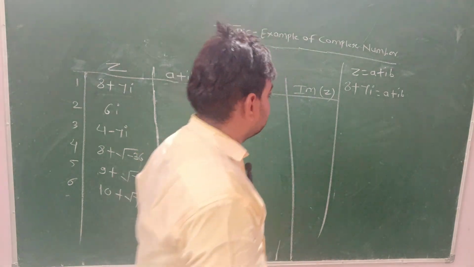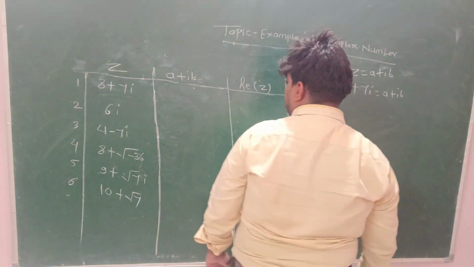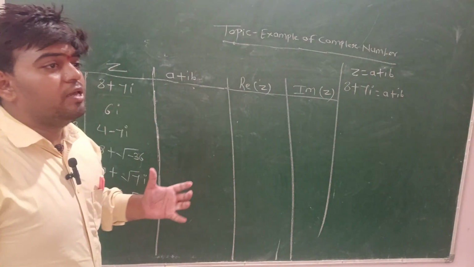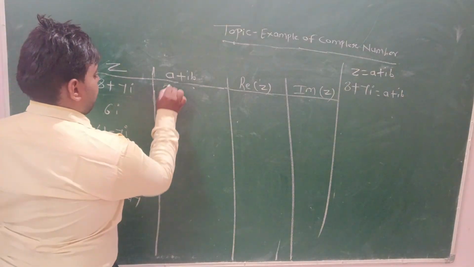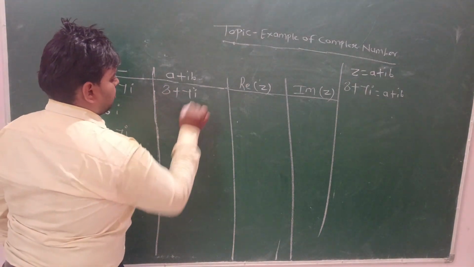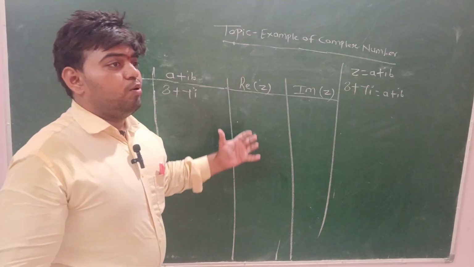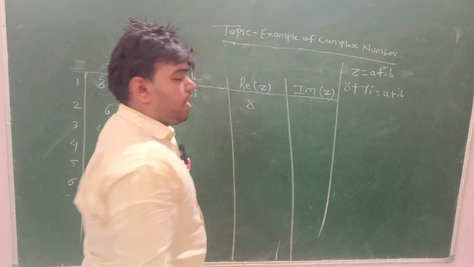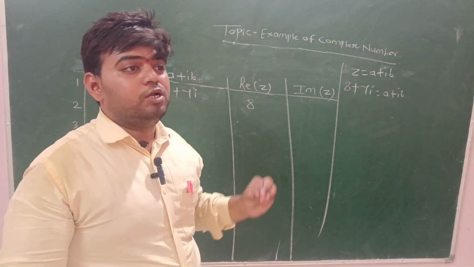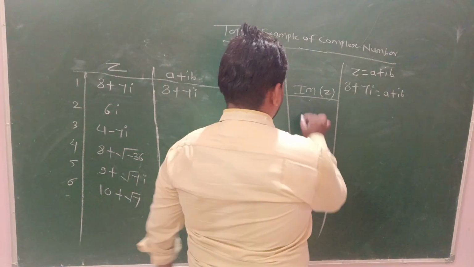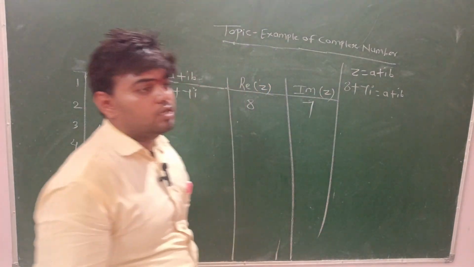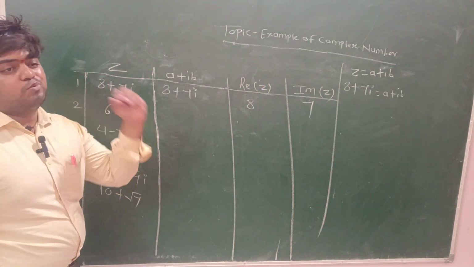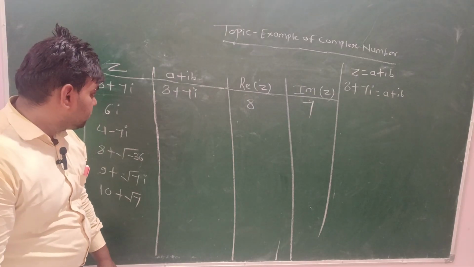Okay, a plus ib equals 8 plus 7i, so the real part of z is called 8 here, and the imaginary part of z is called 7 here. 7 is the imaginary part of z, right?